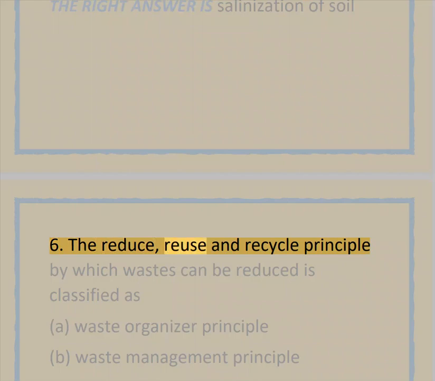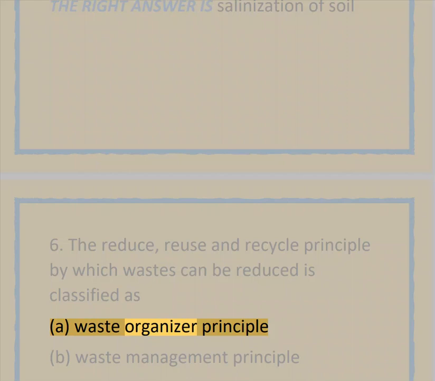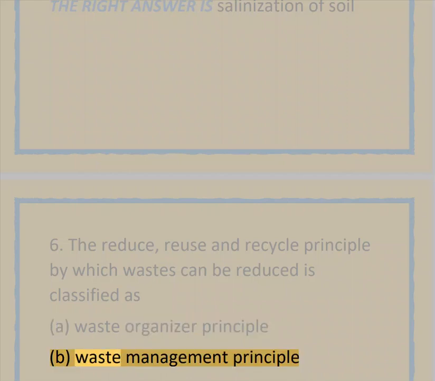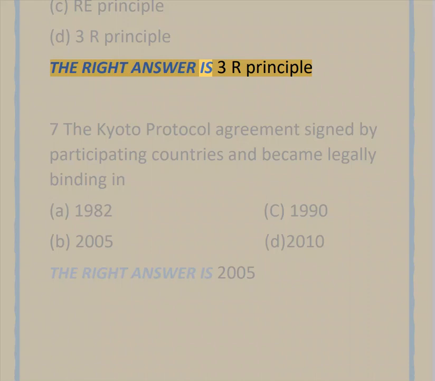6. The reduce, reuse and recycle principle by which wastes can be reduced is classified as A. Waste organizer principle. B. Waste management principle. C. Principle. D. 3R principle. The right answer is 3R principle.